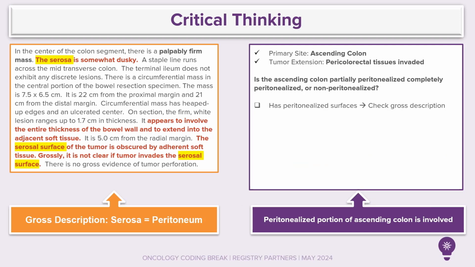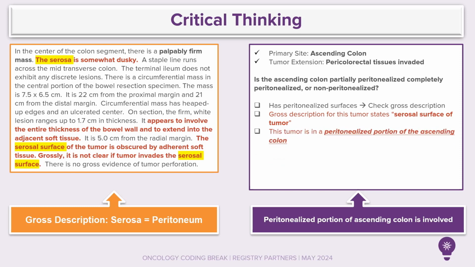Now with this information, we'll put our thinking caps back on. The gross does state the serosal surface of the tumor is obscured by adherent soft tissue. Serosa is a synonym for peritoneum. So what do we have? Bingo! The tumor is in a peritonealized portion of the ascending colon. Therefore, the EOD is coded 400 and the SEER Summary Stage is coded 2, regional by direct extension.